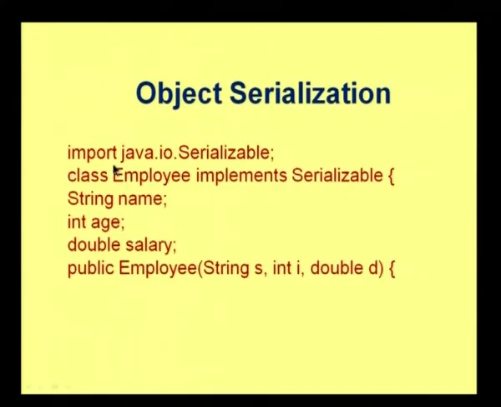You can see that we have imported java.io.Serializable. You have the class which implements the Serializable interface. As I already told you, you don't have any methods in that, so we need not implement any methods. So I have a string, an int and a double. You can notice that these are primitive data types and not objects. So public, I am creating an object, that is, this is nothing but my constructor.